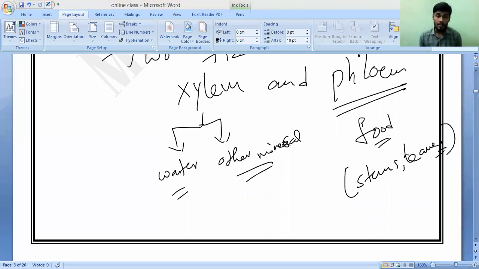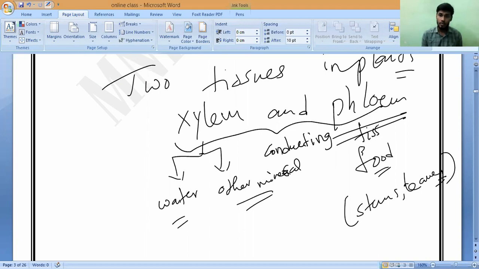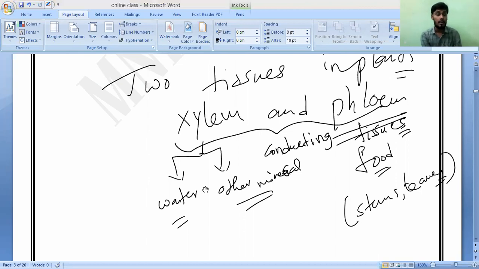So the plants have only two types of conducting tissues. What should we call these two things? Conducting tissues. Conducting means what? Transporting. Understanding or not? So remember that also. These conducting tissues, one will take care of water and other minerals, and the other will take care of the food prepared by the plants, particularly in green stems and leaves. That is one.